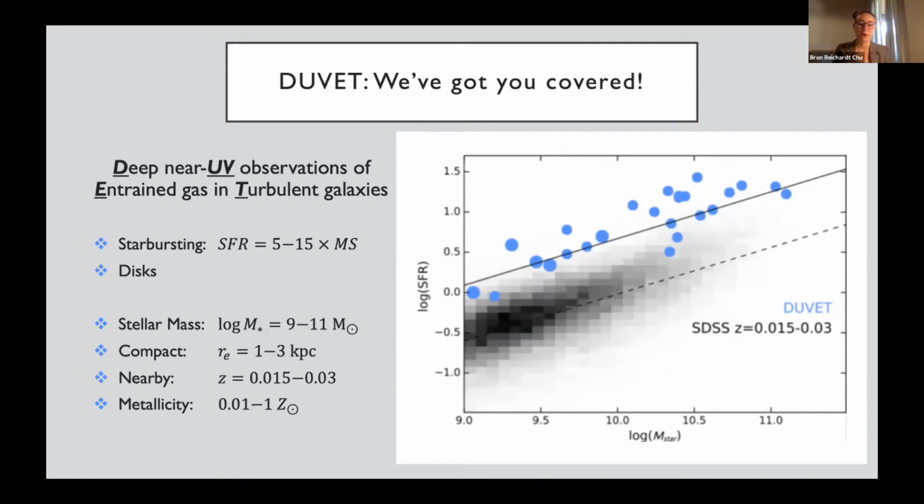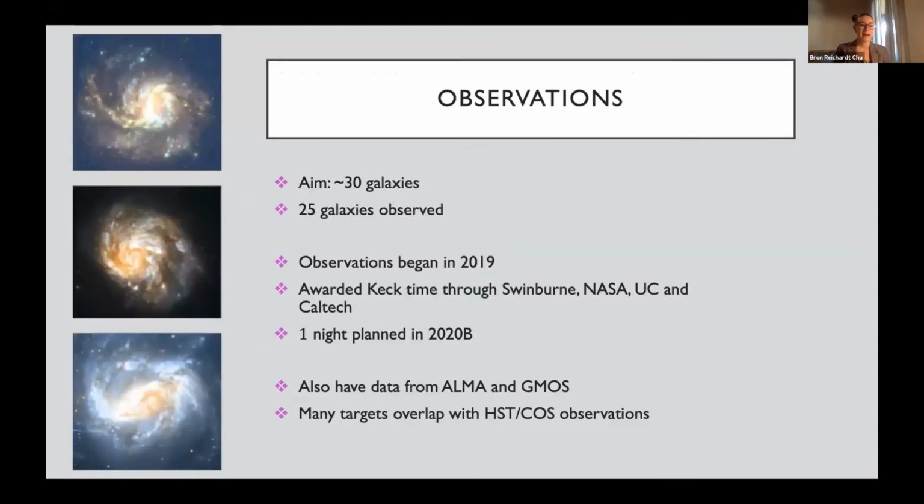They're also chosen to be compact, which means that they have really high star formation rate surface densities. So they're starbursting galaxies. They're also chosen to be disks, and we exclude anything which has a major merger. Because these galaxies are in our local universe, they fit really well into KCWI's field of view. So DUVET aims to observe around 30 of these galaxies.